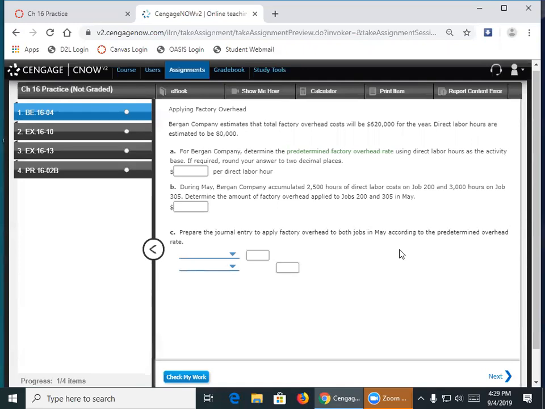So if we were making pencils, we could just add up our total overhead, divide by how many pencils we made, and be able to say, oh, it's 10 cents of overhead per pencil, right? It's pretty easy to cost out. But with jobs, we have to come up with some way of determining how much overhead each job gets.